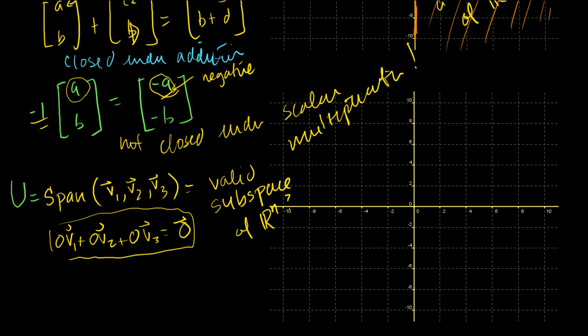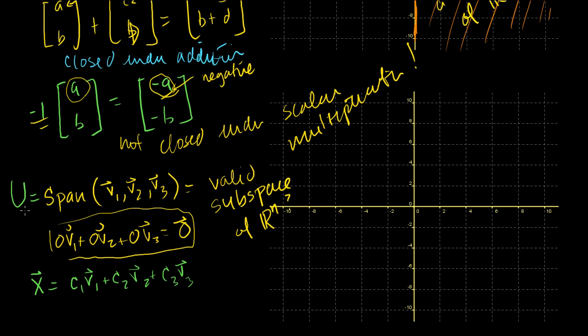Now, let me pick some arbitrary member of this span. In order to be a member of this set, it just means that you can be represented. Let me call the vector x. It means that x can be represented as a linear combination of these vectors: some combination c1 times v1 plus c2 times v2 plus c3 times v3. It's a member of this set, so it can be represented as a linear combination of those 3 vectors.